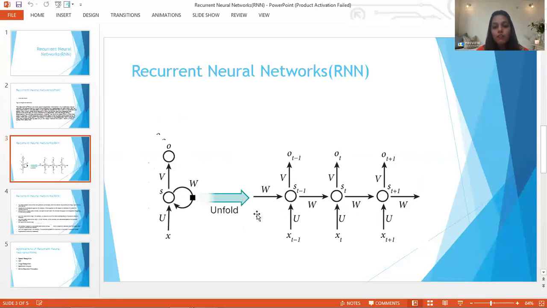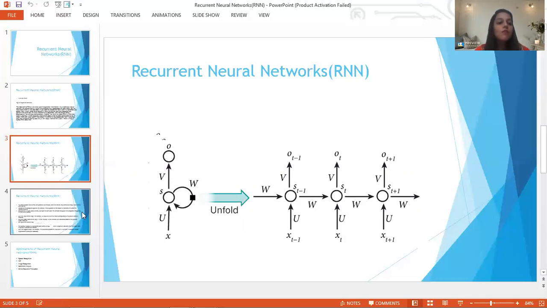So it is unfolded like this: if I have five words in a statement, the statement is unfolded into five different internal networks of this kind, and each word has its output. The combination of each word makes the final statement, which we can see here.